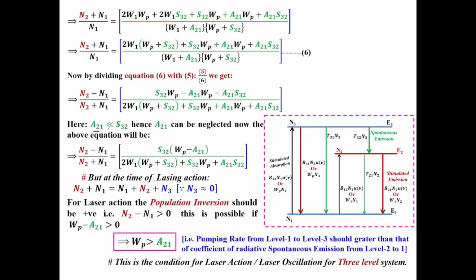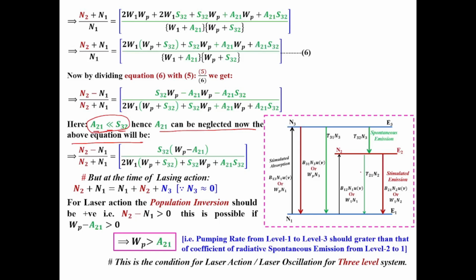Here A21 is less than that of the S32. Hence A21 can be neglected. Now the above equation will be this much. Here A21 is less than that of the S32. Why? Which one is the A21? A21 is this one.